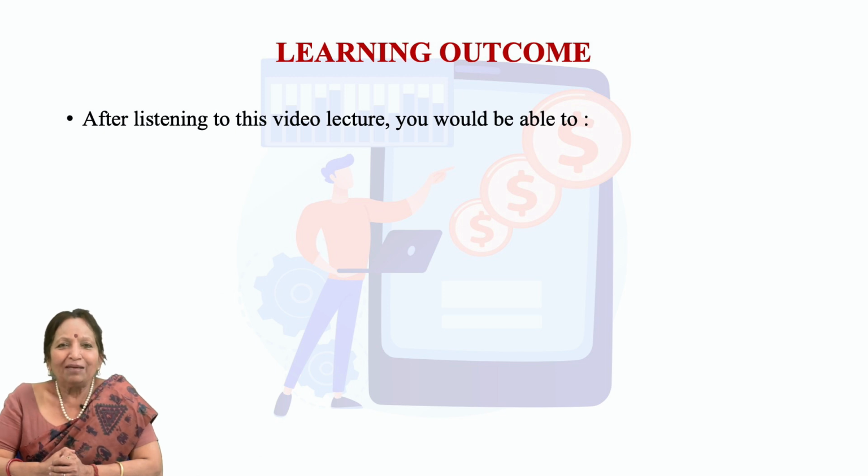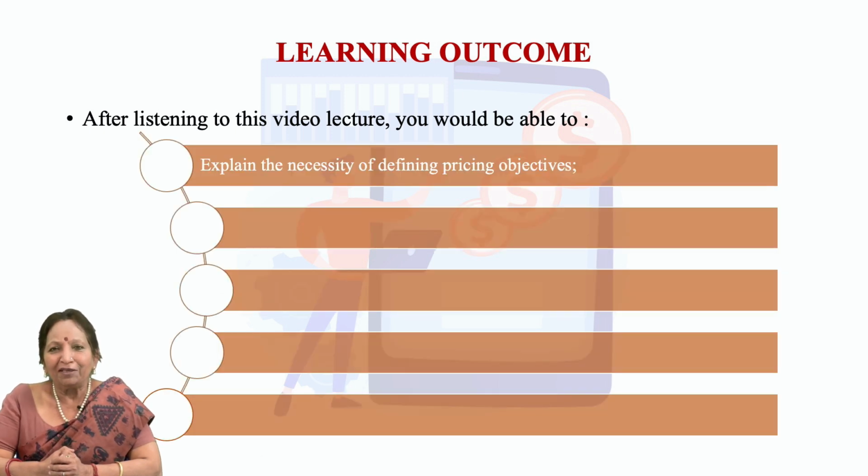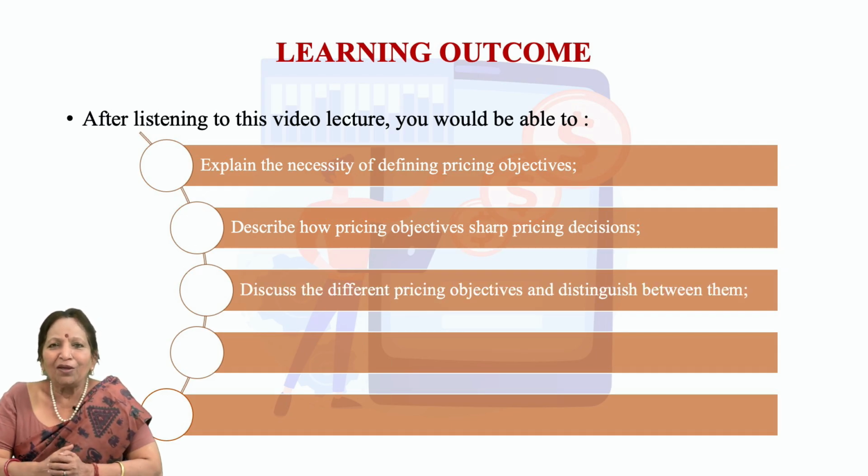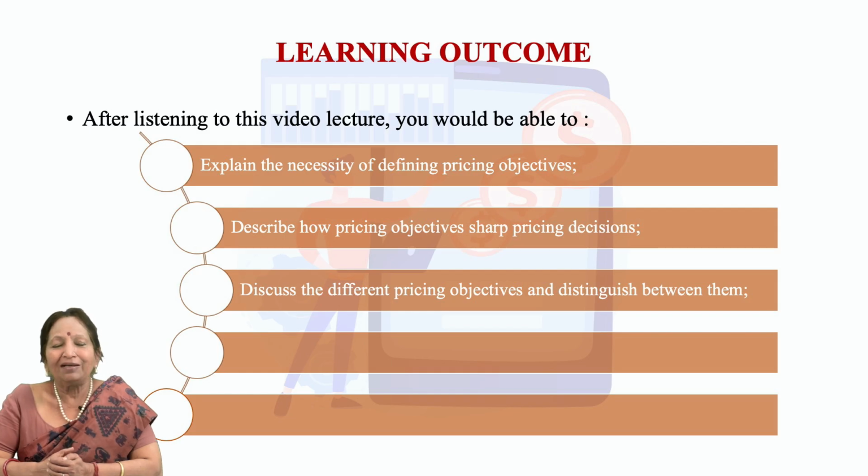You should be able to explain the necessity of defining pricing objectives. Why do we need to have pricing objectives at all? You should be able to describe how pricing objectives shape marketing decisions and pricing decisions. You should also be able to discuss the various pricing objectives and distinguish between them. You should be able to apply the concepts that you have learned here to setting prices.